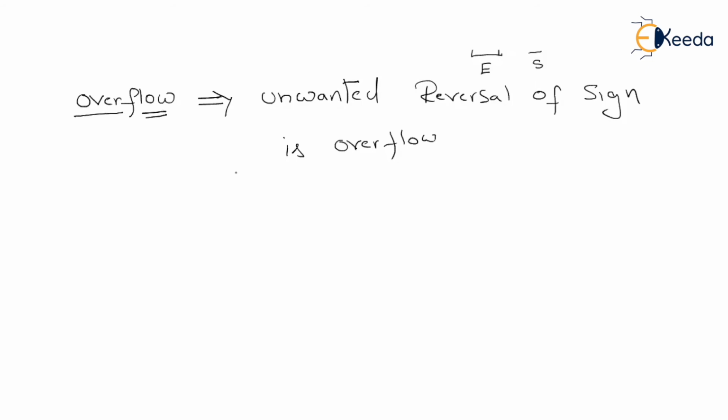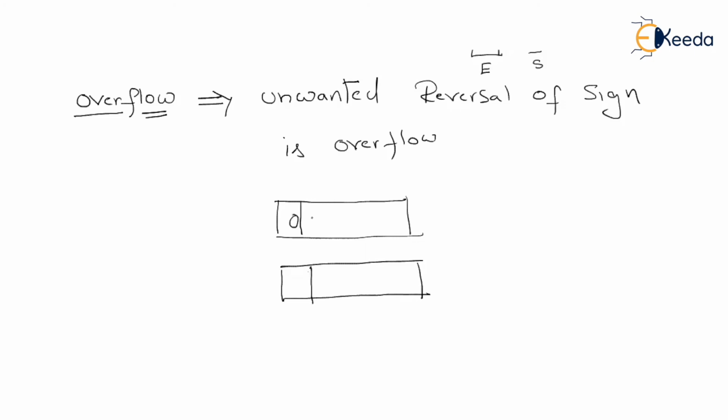How to detect this overflow? The overflow detection is very simple. Here I'll show you. The value is 0, 1, 1, 1. This is also 0, 1, 1, 1. So there is an extended digit. Here the result will be 1, 1, 1, 0. So as we got a 1 here and 0 is getting transferred to the extended digit, right?